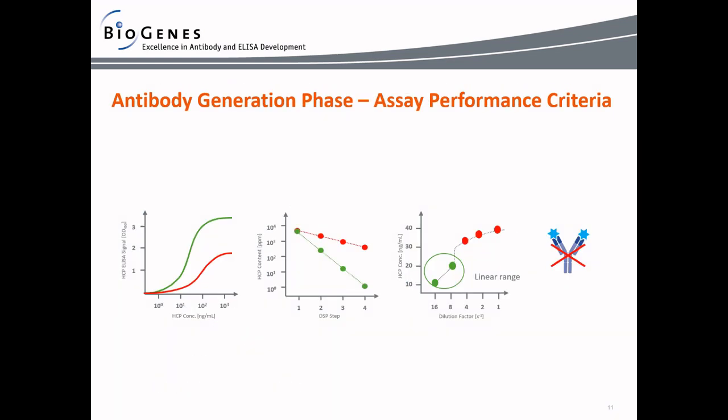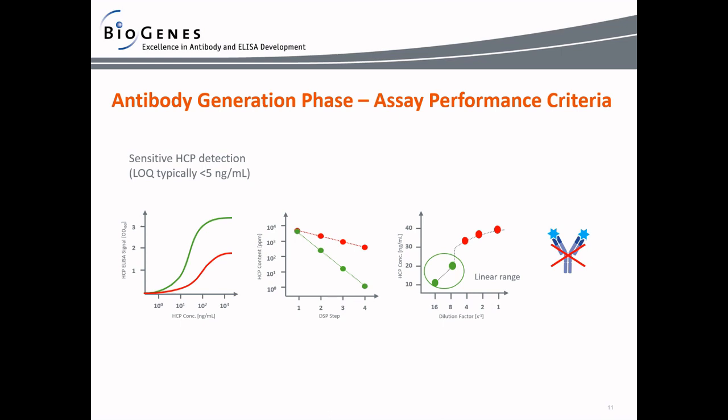The assay performance also depends greatly on the antibody performance criteria. The antibody performance is assessed based on different quality attributes. As you can see here, on the one hand, sensitive HCP detection is required, as shown on the left. There, typically, the LOQ levels should be below or at 5 nanogram per ml.